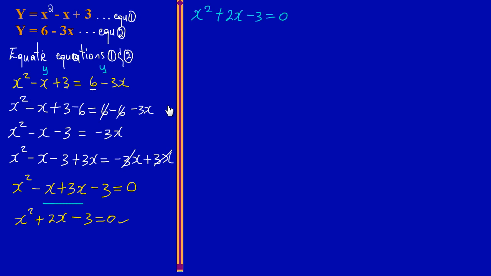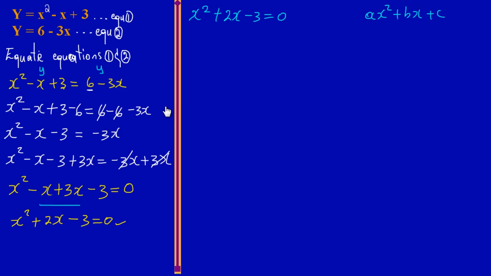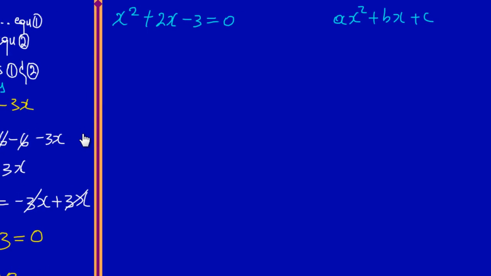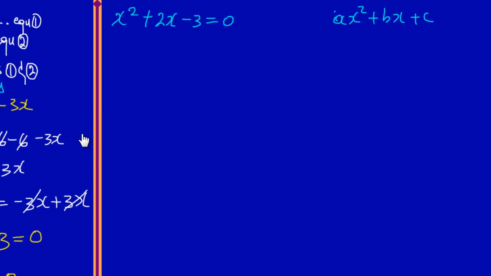Now as I've said before, remember the general form of a quadratic is ax squared plus bx plus c. Now I'll be solving this quadratic by factorization, and by that we mean we're going to take the value of a here, okay, and multiply it by the value of c. So basically, to factorize a quadratic, we use the AC method.